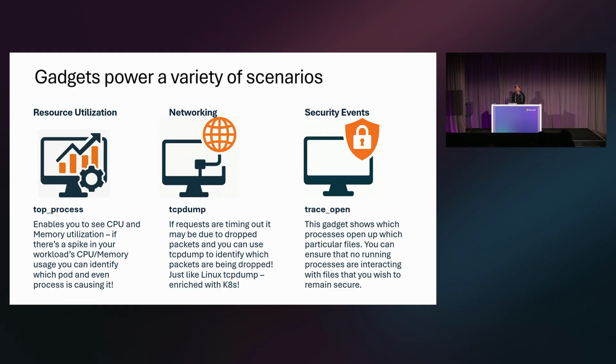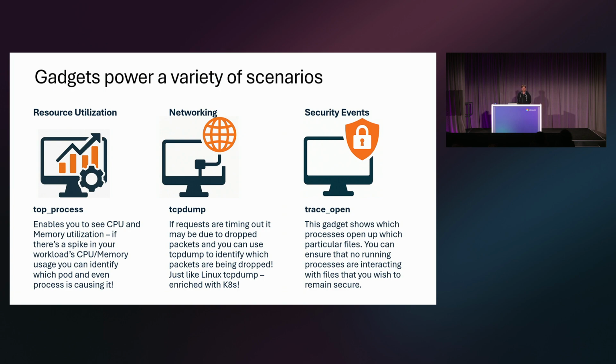Another gadget we have is top process. If you ever use top on Linux, it shows you the top resource utilizing processes on your Linux box. We have a TCP dump gadget as well, which can capture network traffic in Kubernetes environments without having to log into the nodes directly. If you've ever tried to troubleshoot traffic flows on Kubernetes, it can be quite cumbersome, but this tool makes it really easy to do it across the surface area of your Kubernetes applications.